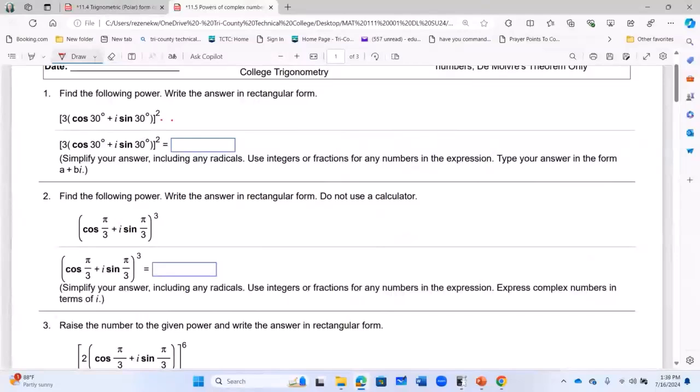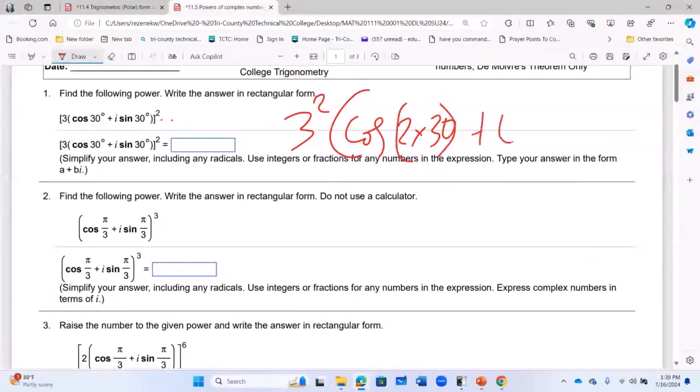So we are squaring. According to the Moivre's theorem, we square the modulus, and we multiply the angle by the power. Apply the angle by the power. Simplify, sine, then simplify.